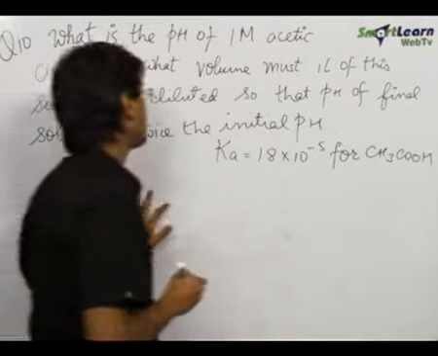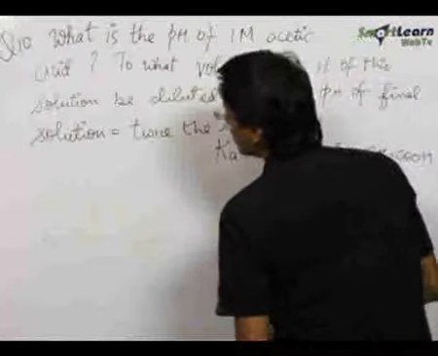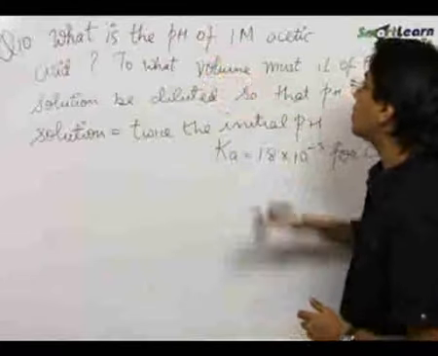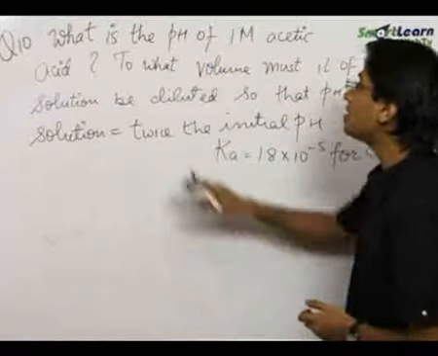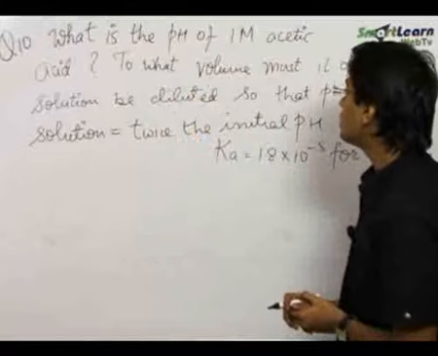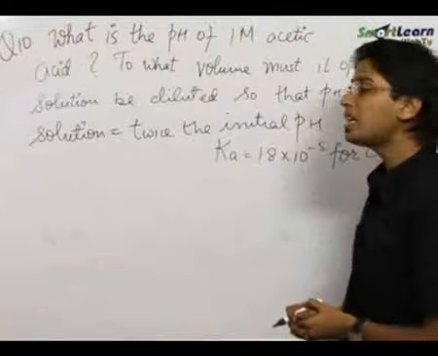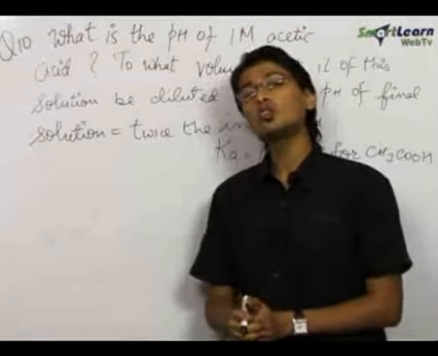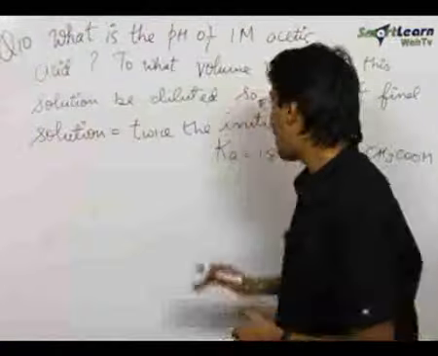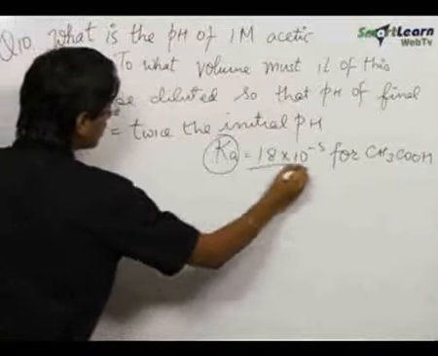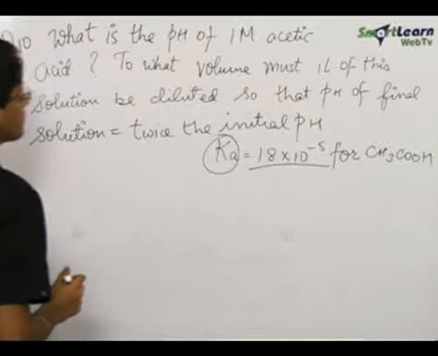Our 10th problem for ionic equilibrium is an easy problem. We need to find the pH of 1 molar acetic acid, and in the second part we need to find to what volume must 1 liter of this solution be diluted so that the pH of the resultant solution is equal to twice the initial pH. We are given the dissociation constant for the acid to be equal to 1.8 × 10^-5.